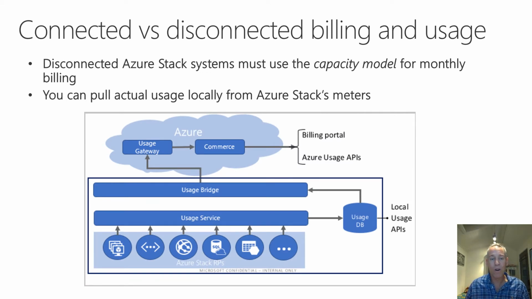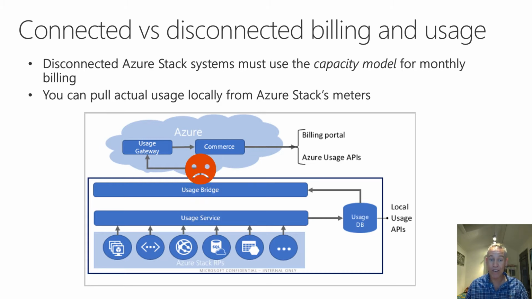So this is how the billing normally works. Azure Stack is in that blue box at the bottom there. The consumption of running virtual machines or running PaaS services are collected all the time. And there's a service called the usage bridge that connects up to public Azure, talks to a usage gateway, and registers that consumption in the commerce engine up there. That then makes it onto your bill that comes at the end of the month.